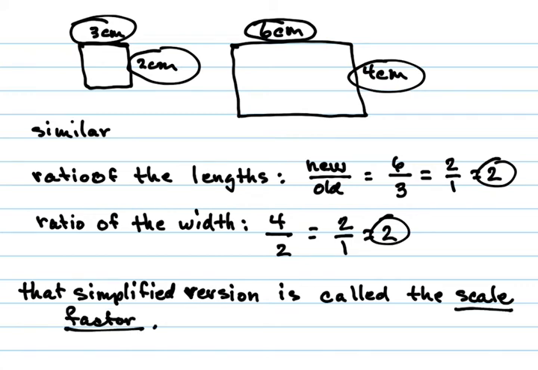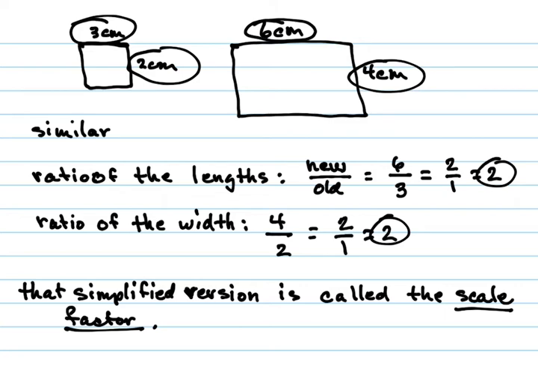So if you're asked to find the scale factor, that just means create a ratio and simplify it. Okay? Factor means multiply, and scaling means to make something bigger or smaller. So the scale factor simply means the number that you would multiply to make the object bigger or smaller, depending on if you're scaling up or down.